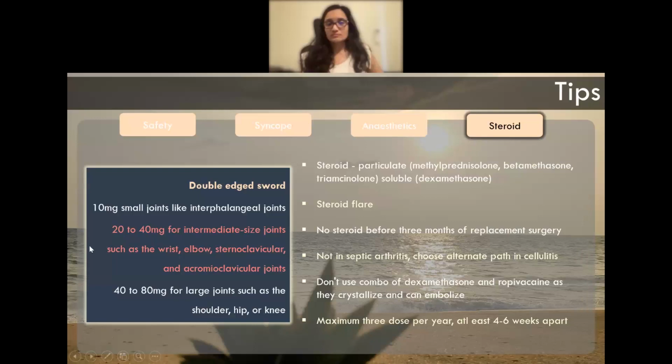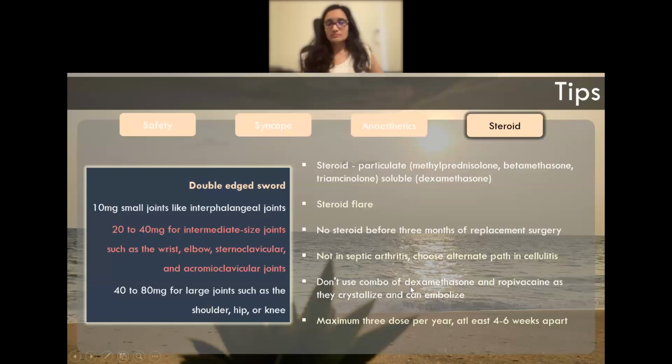Finally, about the steroids, we all know steroids are double-edged swords, and this is the concentration we will be using for small, intermediate, and large joints. The steroids come in two forms: the particulate, that is methylprednisolone, betamethasone, triamcinolone, and the soluble form, dexamethasone. Only the soluble form should be used whenever we are doing any procedure near the spinal neural foramen, because there is a risk of embolization with the particulate material. If we use that, it may even cause infarctions.